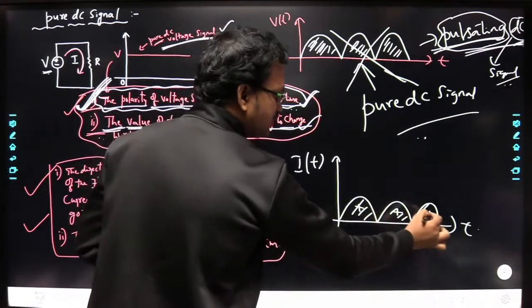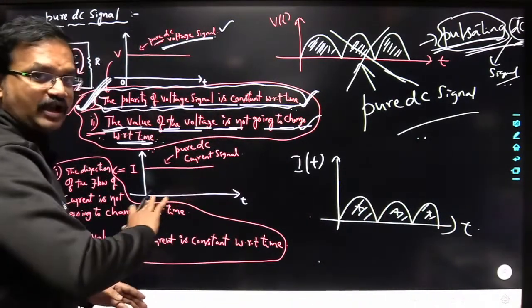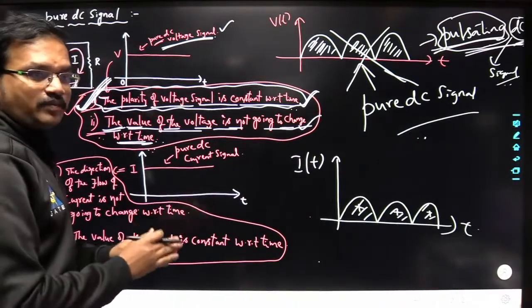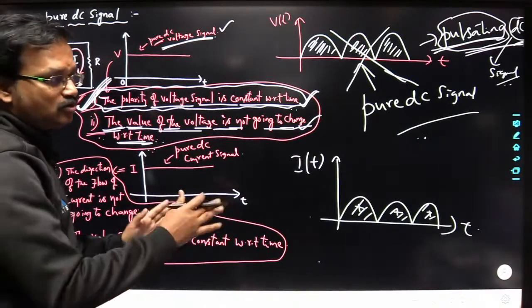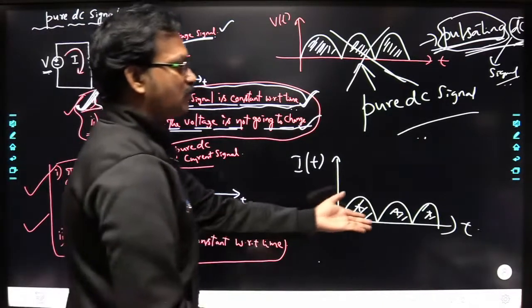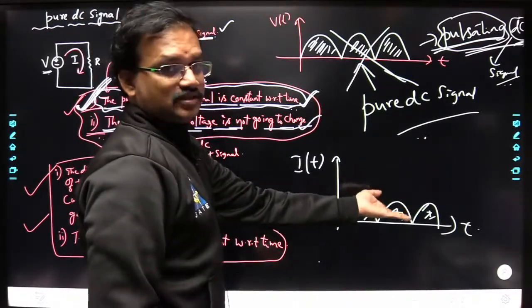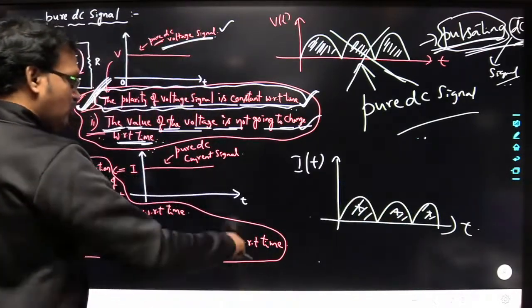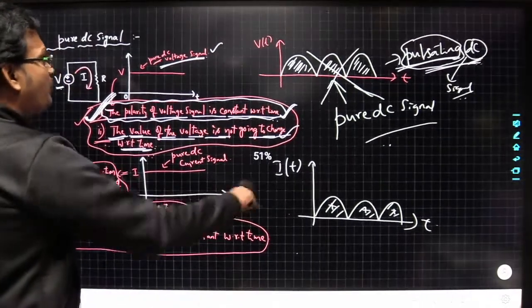Yes or no? The direction of the current is the same throughout the time, but it is not maintaining a constant value of current throughout the time. Yes or no? So here we can say it is pulsating DC. This is also a pulsating DC current signal. Right? Okay, I hope it is very clear here.